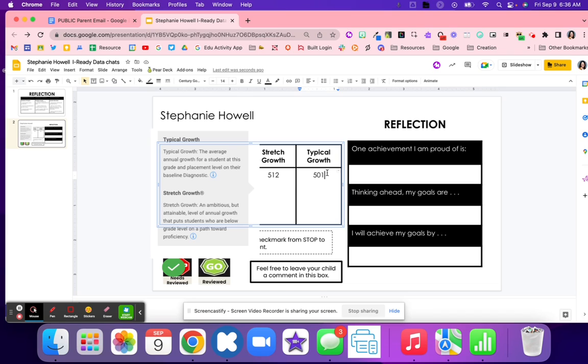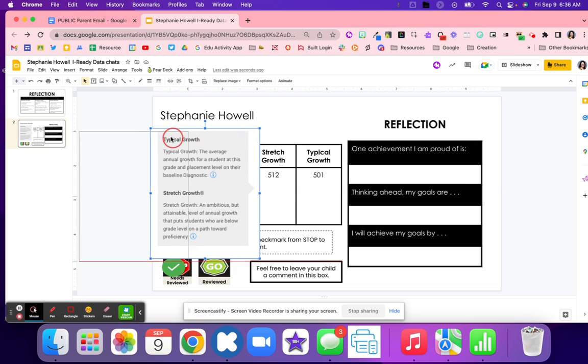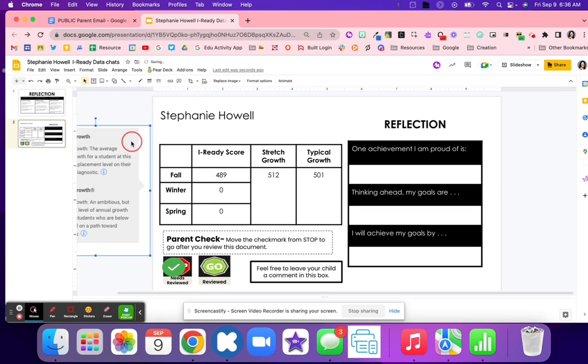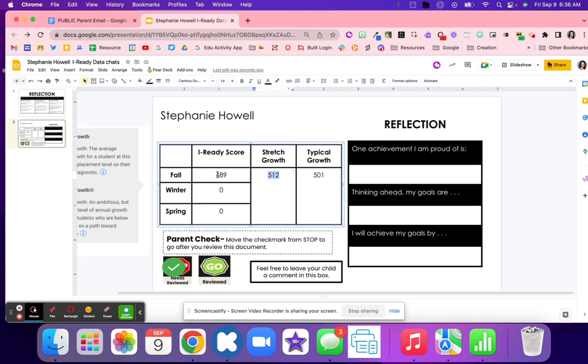but also go towards grade level or even a little bit above grade level. So maybe if your child is below grade level, it's going to try to help them get towards proficiency. Where if your child might be very close to grade level, it might just try to stretch them a little bit more. So every child has a different stretch growth.